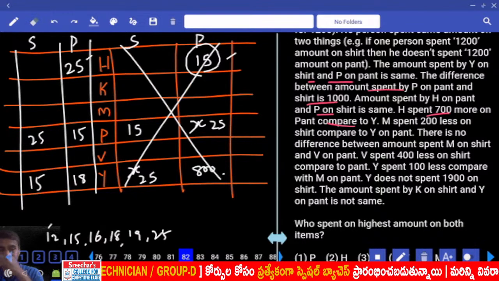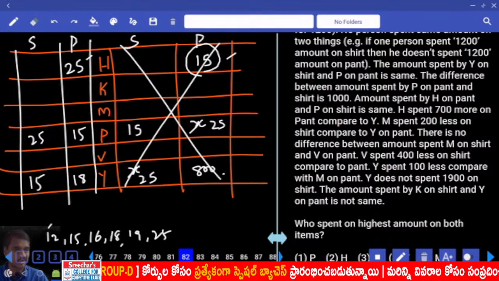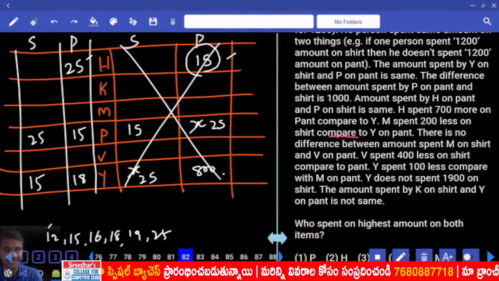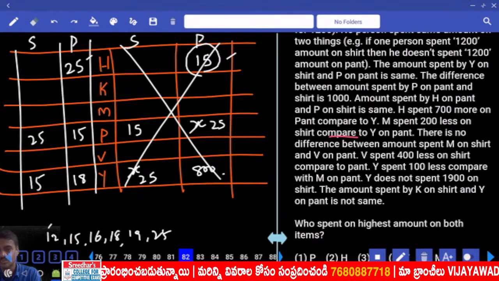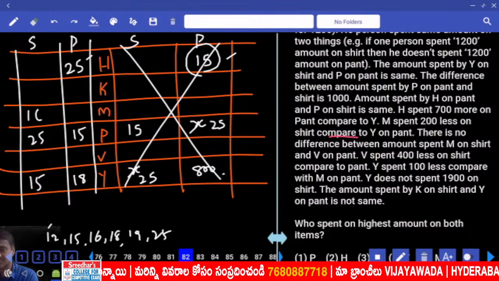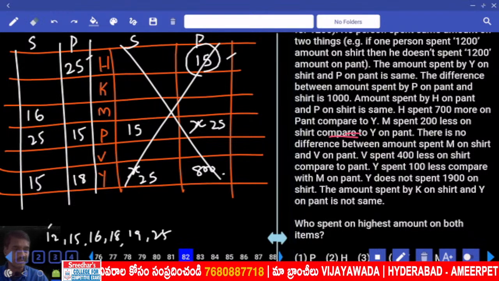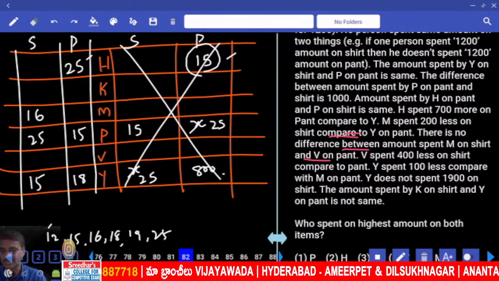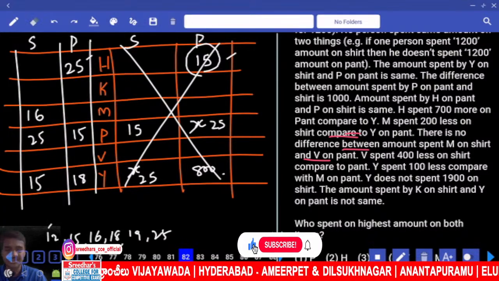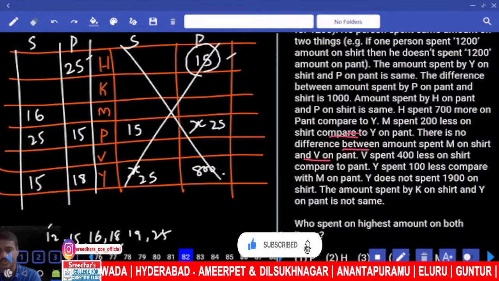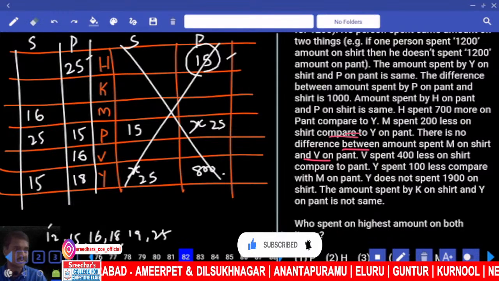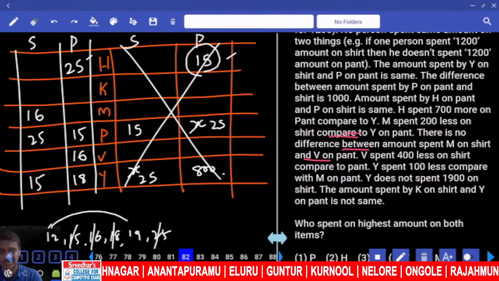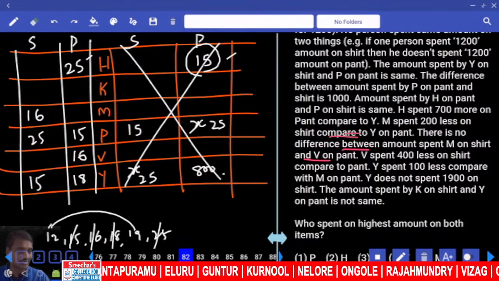Follow here. Then next one. And M spent 200 less on shirt compared to Y on pant. Y on pant is 18. M on shirt, how much? 200 less. That means 16. And 16 is Y on pant. There is no difference between the amount spent by M on shirt and V on pant. Both are the same, 16. Now 15, 16, 18, 25 were done. We are left with 12 and 19. Then next one, 12 and 19.